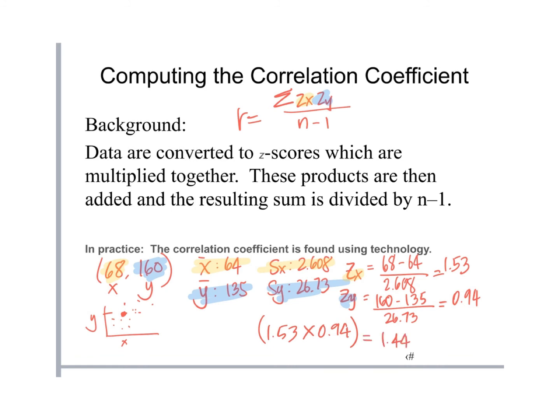Okay, so this is just 1 point. Once I do this for all of the points, whether it's 10 points or 100 points, I'm going to have either 10 of these numbers or 100 of these numbers. And in my numerator up here, it says to find the sum of. So I would add all of those values and then divide by however many values I have minus 1.